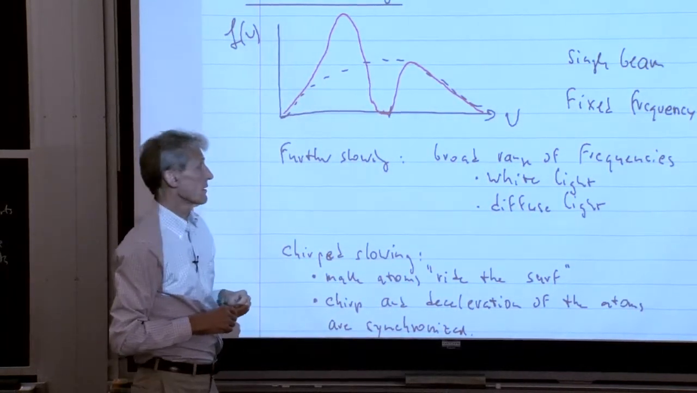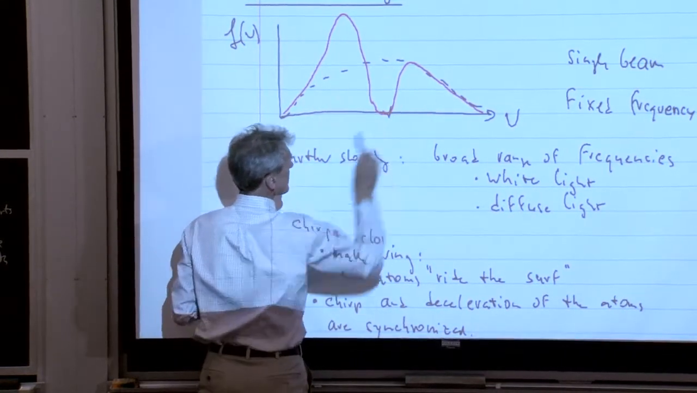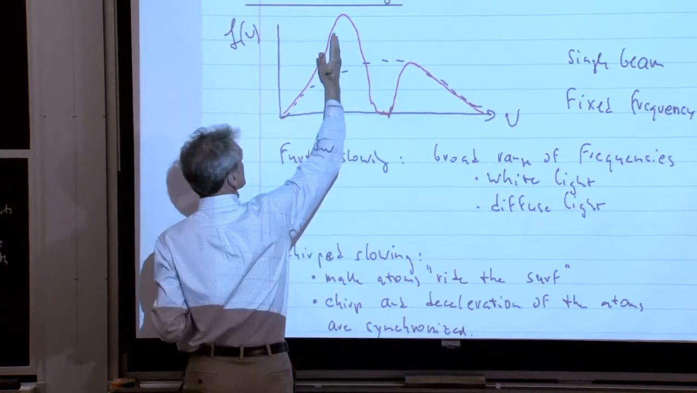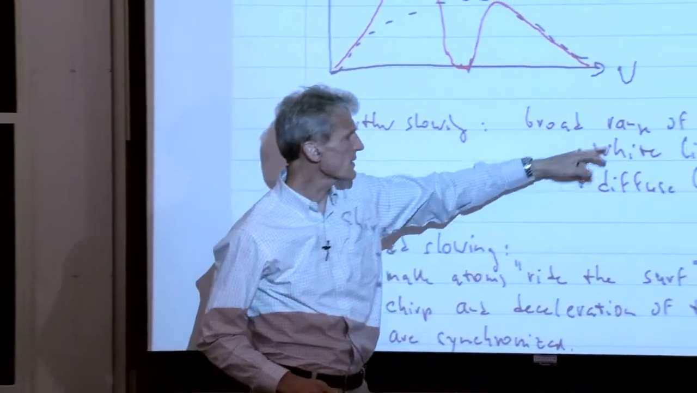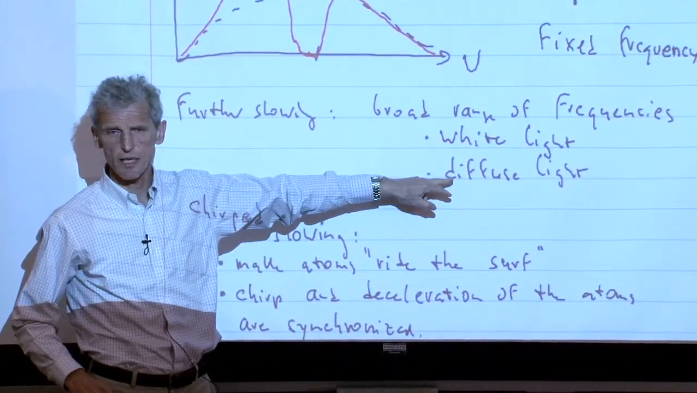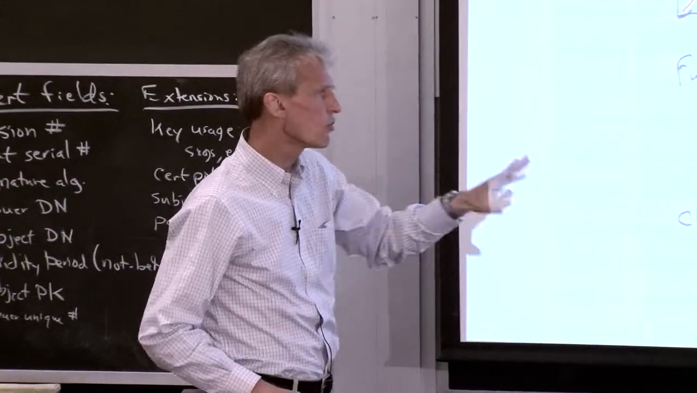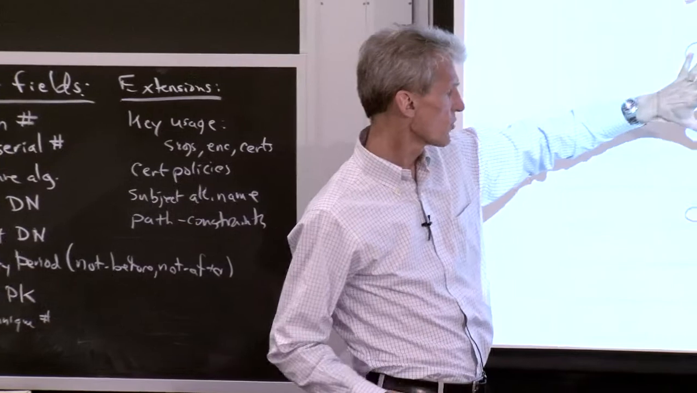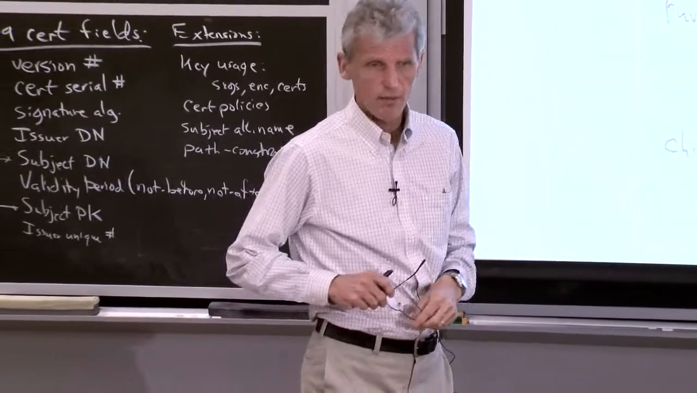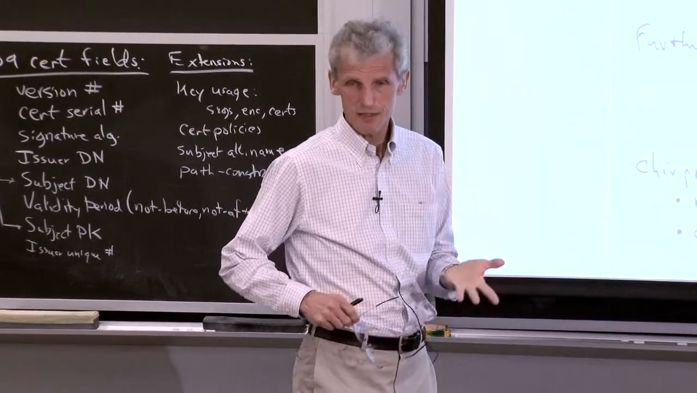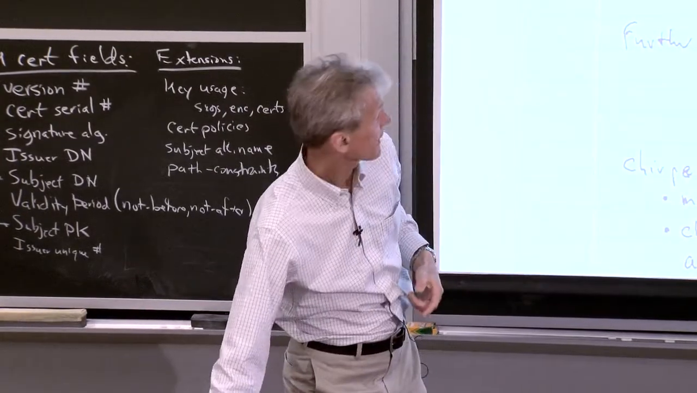So for that, you can say, well, if you use a comb of frequencies or a broad spectrum of frequencies, you could clean out a larger area. And indeed, there are techniques like this, white light slowing or diffuse light slowing. But since those techniques are not of practical importance anymore, I don't want to discuss them. Let me talk about the simplest technique, at least conceptually, which is chirped slowing. And this works as follows.